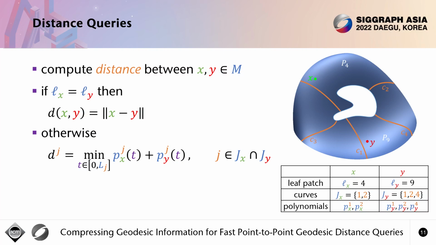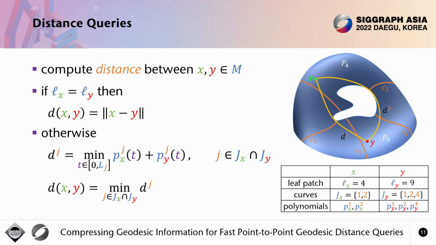But we have to do it for all the separator curves that X and Y are associated with. In this case, we first do it for the separator curve C1, finding the length of the shortest path from X to Y straddling C1, and then we do it for C2, finding the length of this shortest path. Now the minimum of these two lengths is then the geodesic distance between X and Y, as we have shown before.